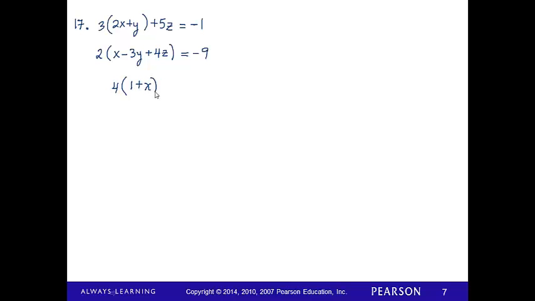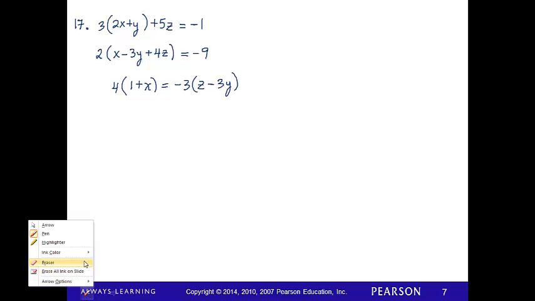Alright, let's look at number 17. So now we're still solving the system, and this time we have a system that looks like 3 times parentheses 2x plus y plus 5z equals negative 1. And then we have 2 times x minus 3y plus 4z equals negative 9. And then the last equation says 4 times 1 plus x equals negative 3 times z minus 3y.